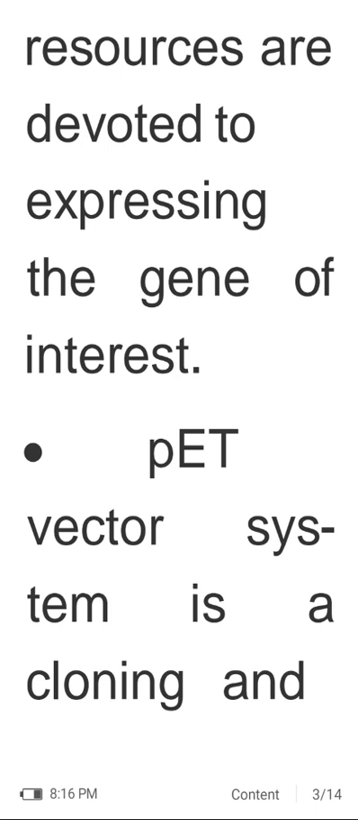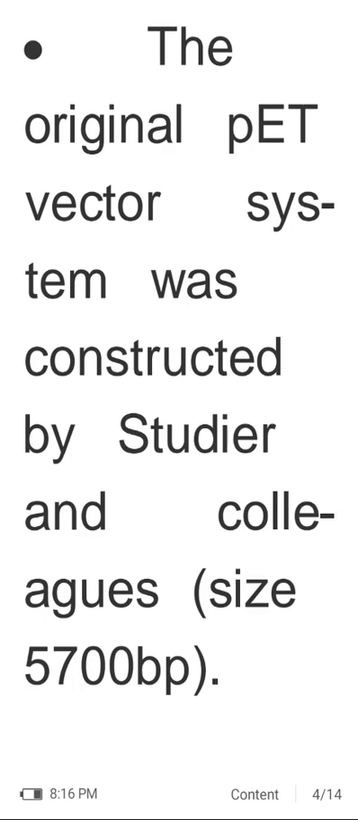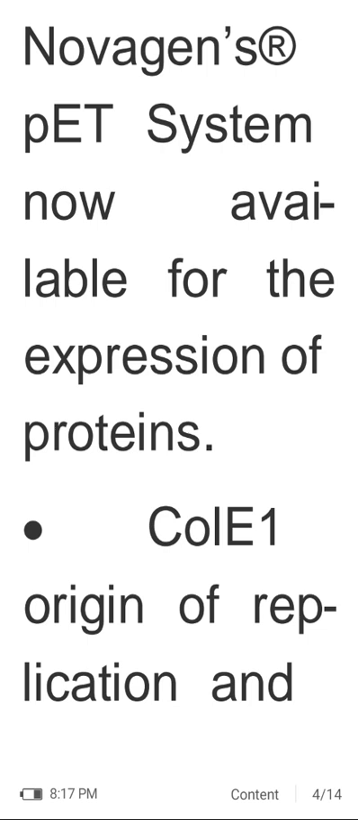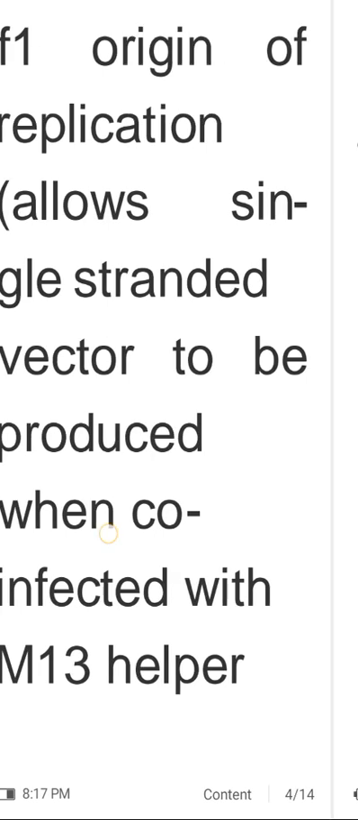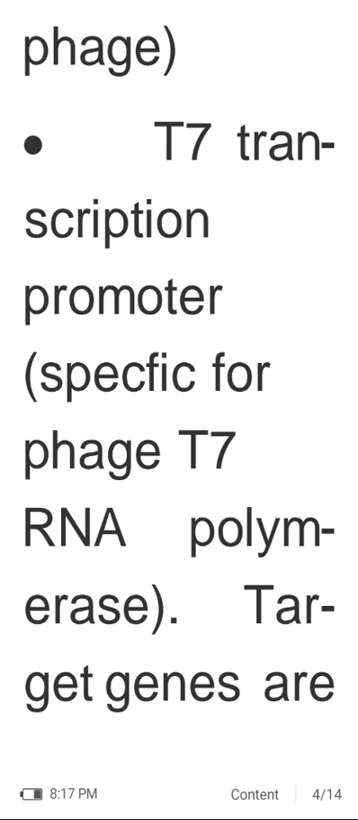The pET vector system is a cloning and expression vector system for recombinant protein production in E. coli. The original pET vector system was constructed by Studier and colleagues. So the pET system is now available for the expression of proteins. Then the ColE1 origin of replication and f1 origin of replication allow a single-stranded vector to be produced when co-infected with M13 helper phage. T7 transcription promoter is specific for phage T7 RNA polymerase.